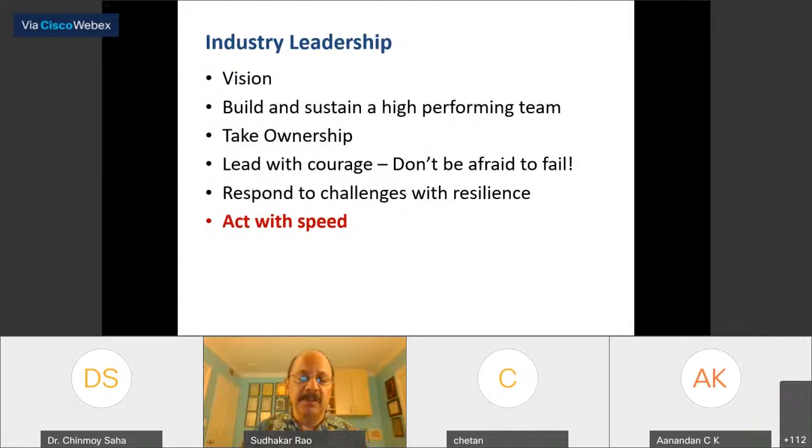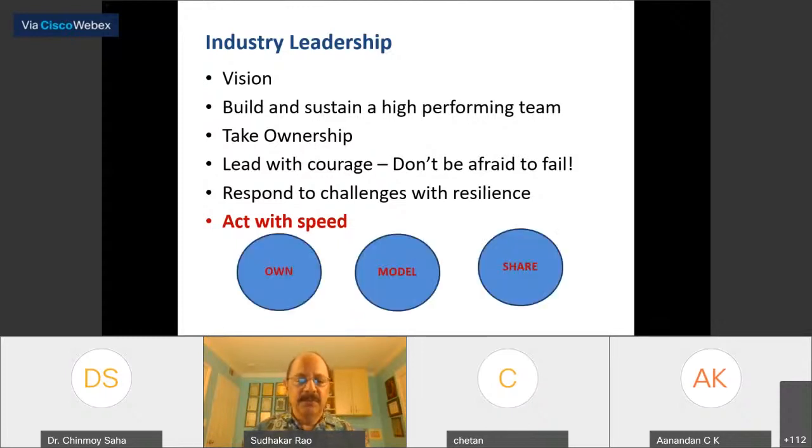Speed is very important if you're working in industry. If you're late by about one month, you might be losing millions of dollars, so that's not very good. So basically you have to take ownership. You have to become a model for your team, and you have to share your knowledge with the team members.